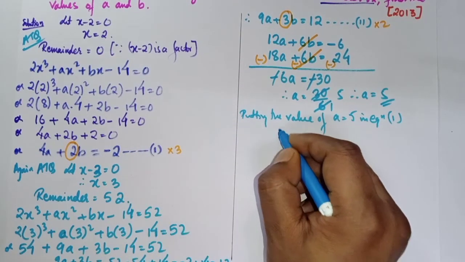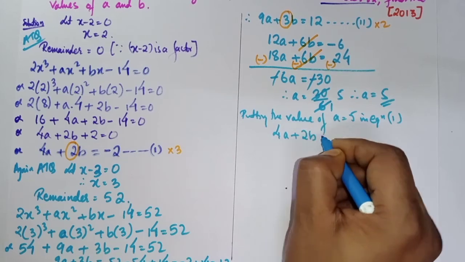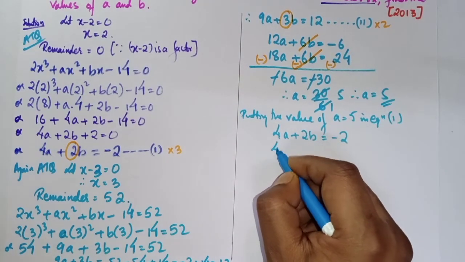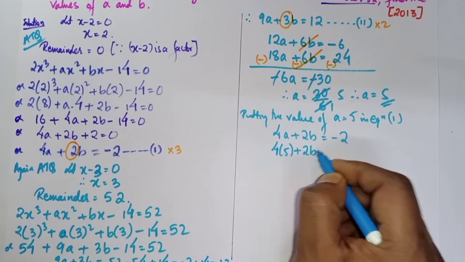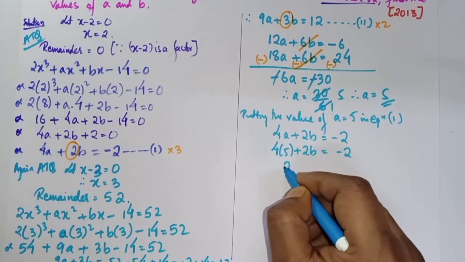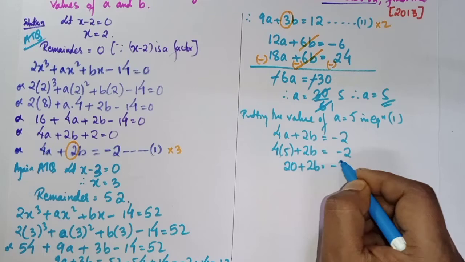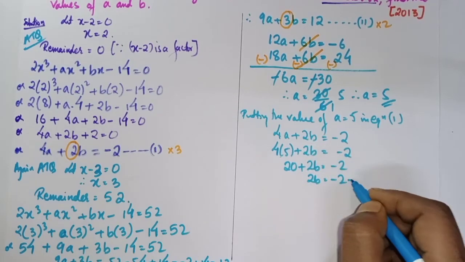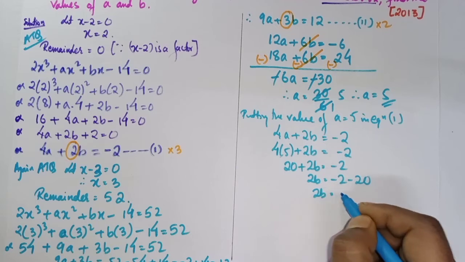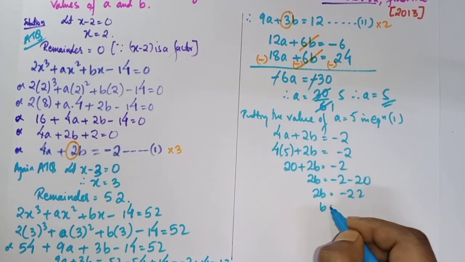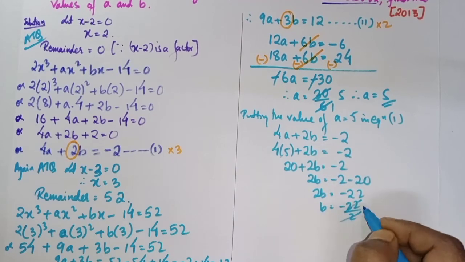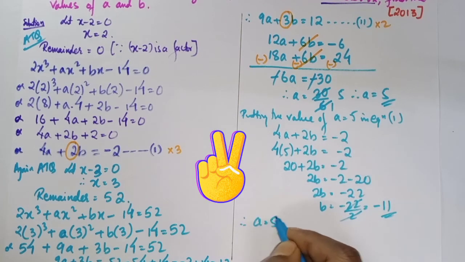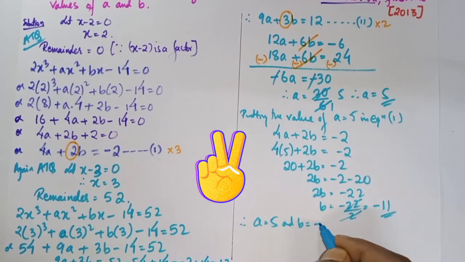So you will copy equation 1: 4a plus 2b equals minus 2. What did you get for a? You got 5. So 4 into 5 plus 2b is equal to minus 2. 4 5s are 20, plus 2b is equal to minus 2. This plus 20 I will take to that side, so it will be minus 2 minus 20. So 2b is equal to minus 22. So b is equal to minus 22 divided by 2. It will get cancelled and I'll get minus 11. So therefore I got a is equal to 5 and b is equal to minus 11.